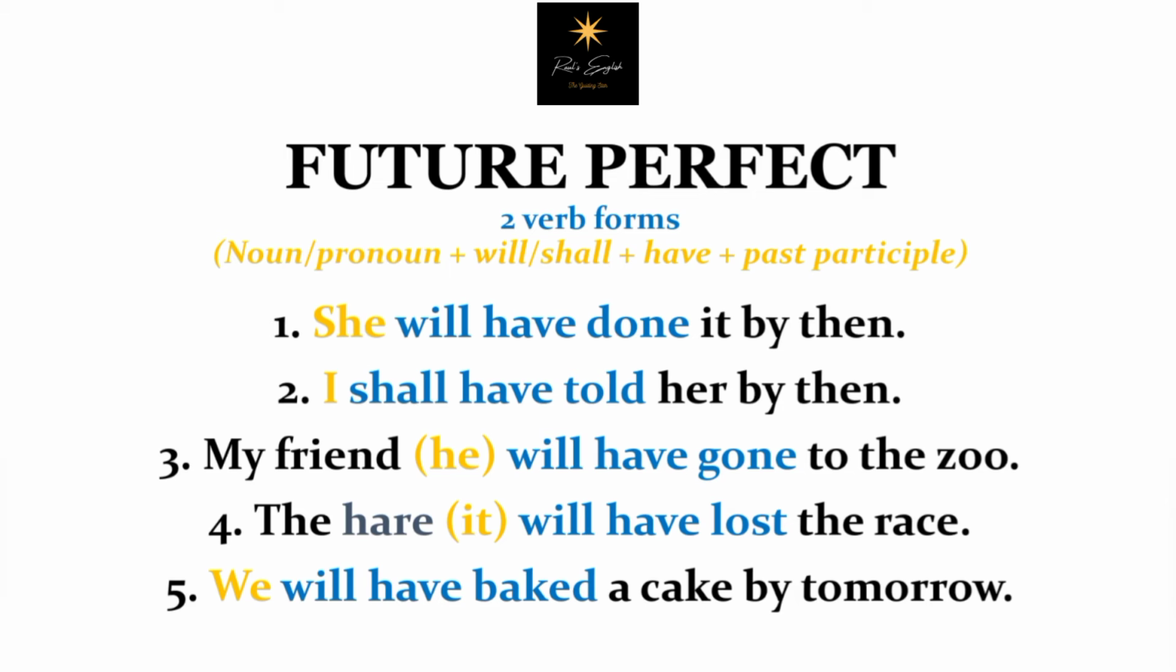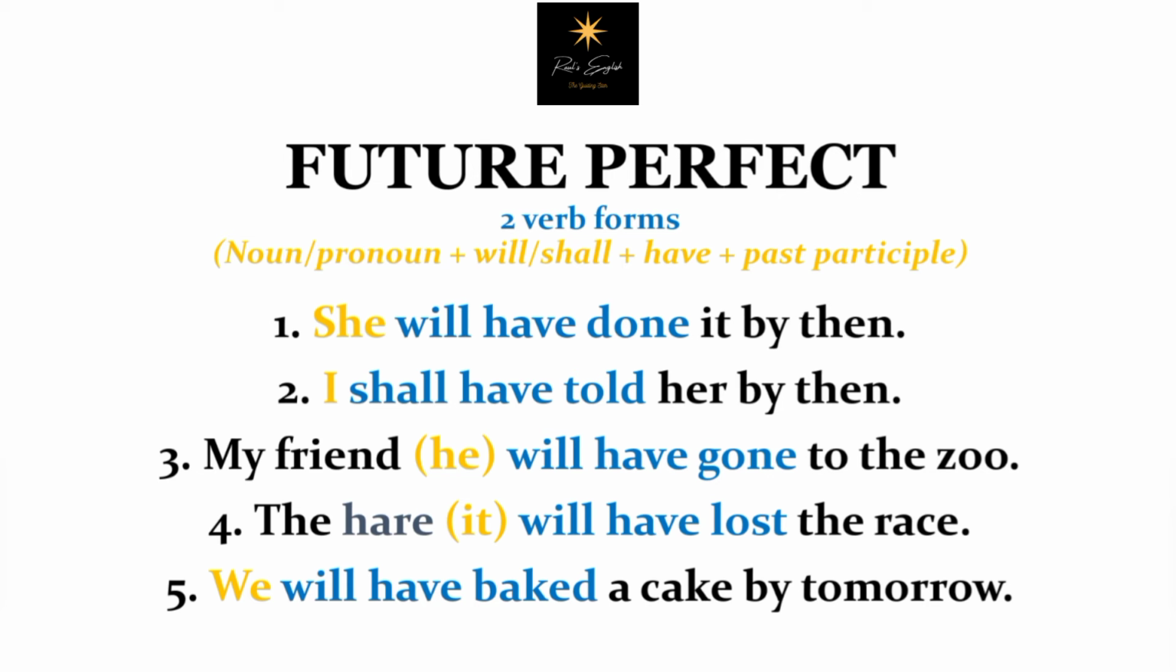Suppose you're going to your friend's house and you will be arriving at 5 p.m. Then you say, oh, he will have gone to the zoo or she will have gone to the zoo by then. So perhaps I must meet her or him at the zoo. The hare will have lost the race. It will have lost the race by noon or whatever.